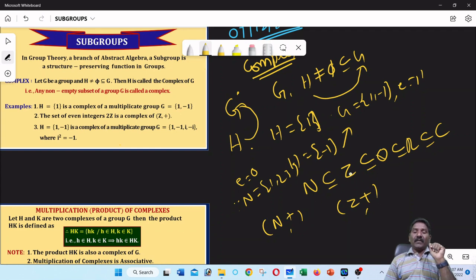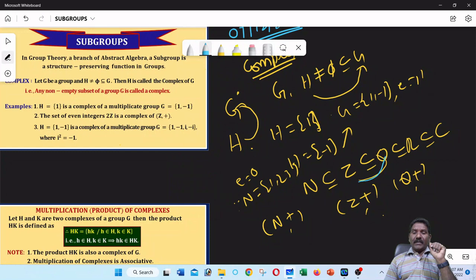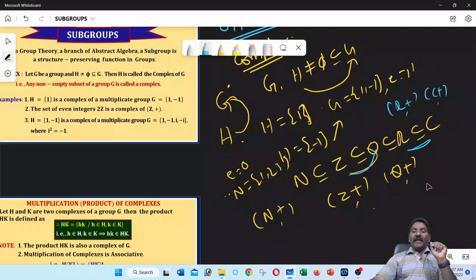So Z under addition is a group, and Q under addition, the set of rational numbers, is a group with respect to addition, and Z is a subset of Q. This means Z is a subgroup of Q. Similarly, R under addition is a subgroup of C under addition. R under addition is a group and C under addition is a group. So R is a subset of C. This gives R under addition is a subgroup of C under addition. These are the examples for additive groups.